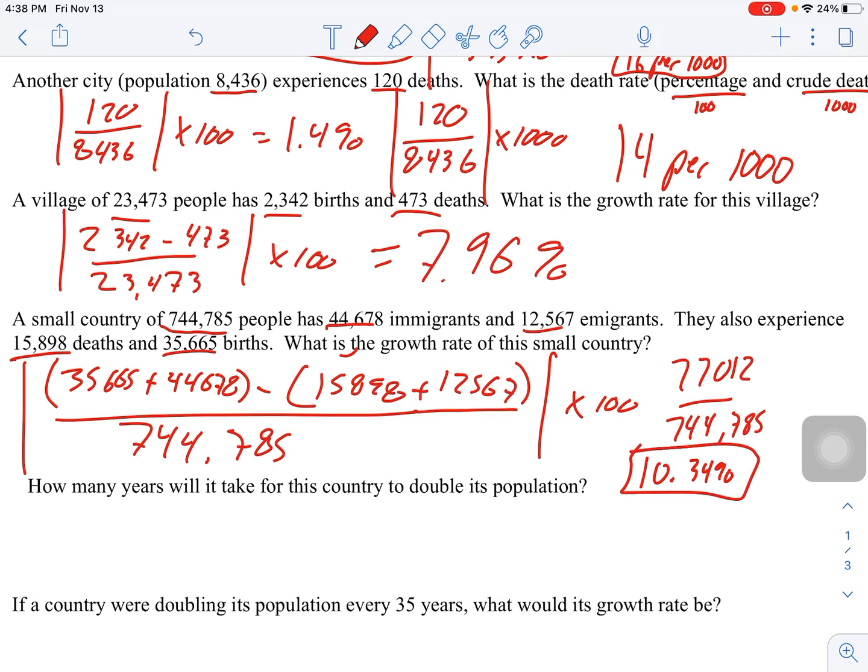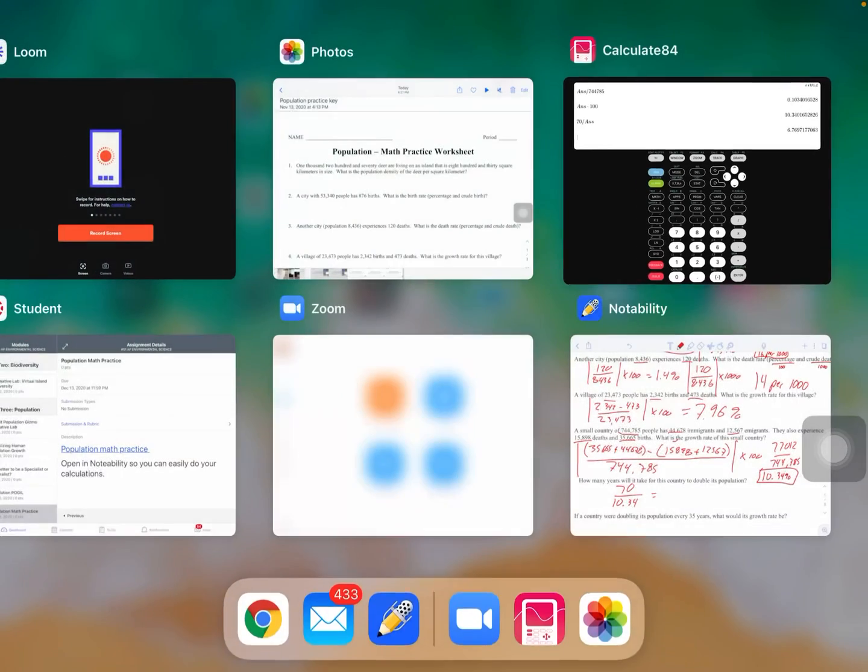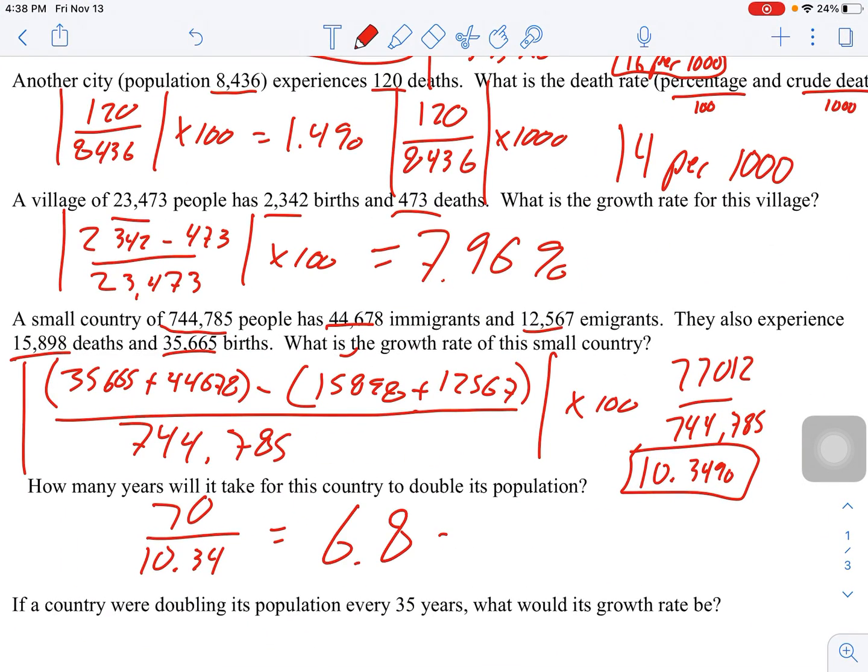Next question. So, how many years will it take for this population to double? All right. So this is the rule of 70. So we're going to take 70 and divide it by the growth rate. So we found the growth rate to be 10.34%, and that'll give us our answer. So 70 divided by 10.34. So the doubling time is 6.8 years. That's how long it takes the population to double.